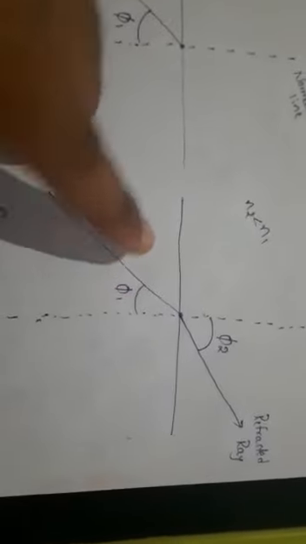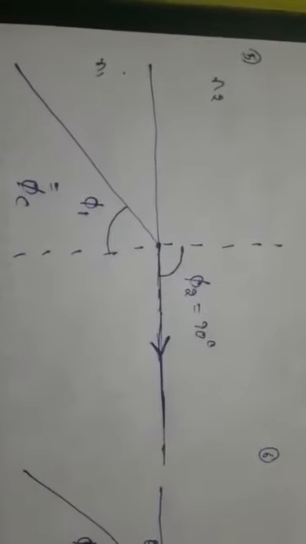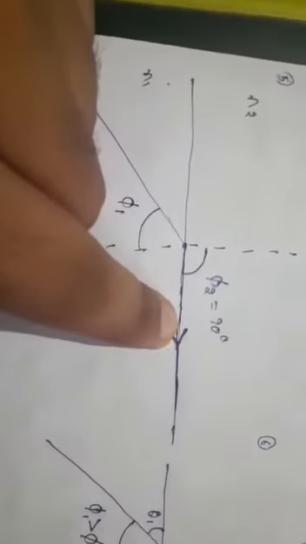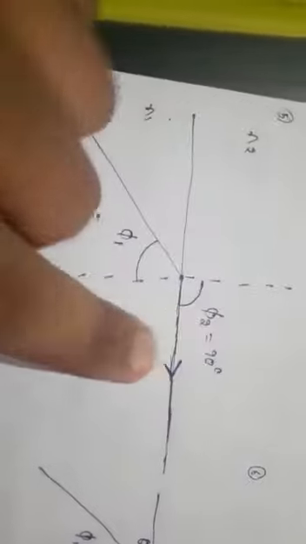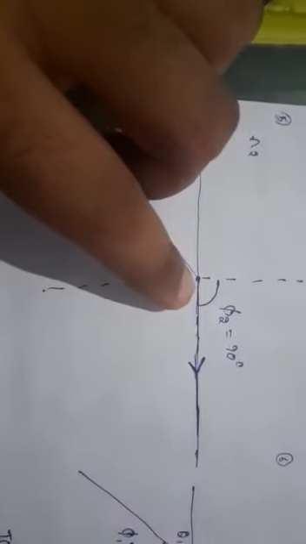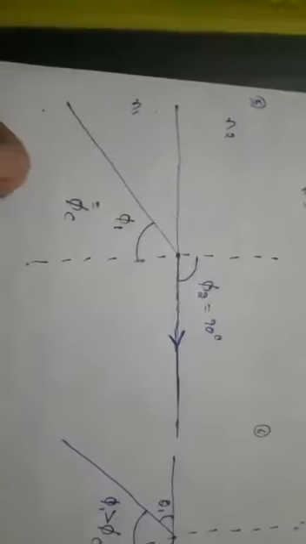Next, in the fifth step, I am going to increase this angle of incidence. Then the light will become parallel to the boundary line. So the light will move parallel to the boundary line, that is, at 90 degrees. That angle is called the critical angle. The angle at which the light moves parallel to the boundary line is called the critical angle.